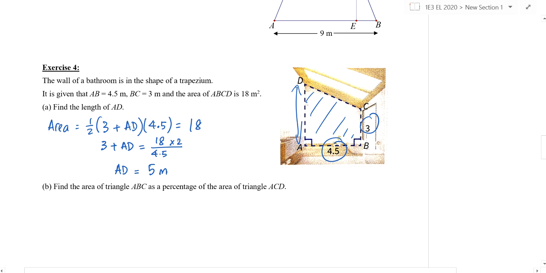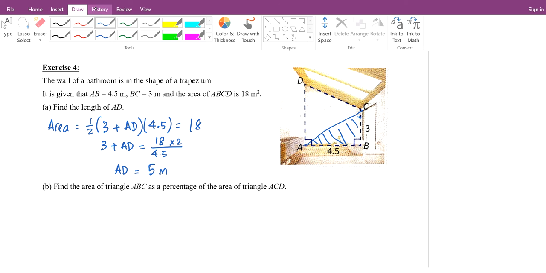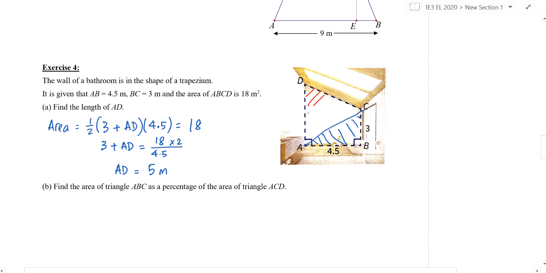Next, find the area of triangle ABC. So we are supposed to draw out the triangle ourselves. ABC. Find the area of this triangle as the percentage of the triangle ACD. So the other triangle in red over here. Earlier on, we found that this over here is 5 meters in length.